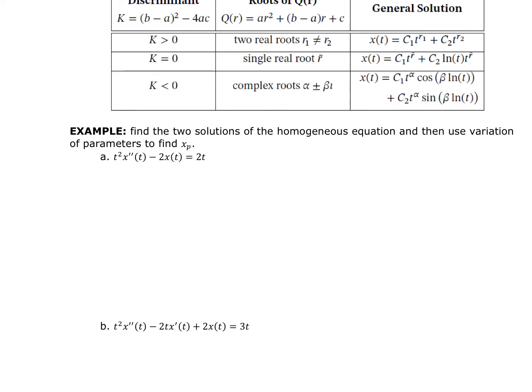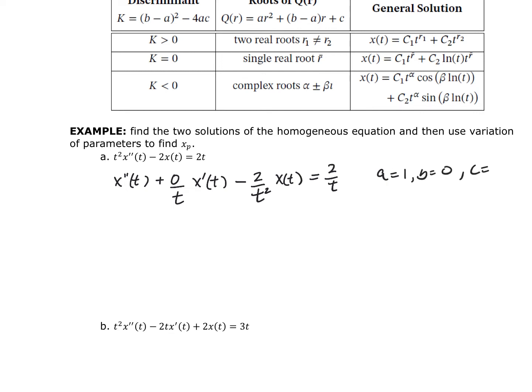So let's rewrite this as x double prime of t plus 0 divided by t x prime of t, and then minus 2 over t squared x of t. And this will equal 2 over t. We have a is equal to 1, b is equal to 0, and c is equal to 2.